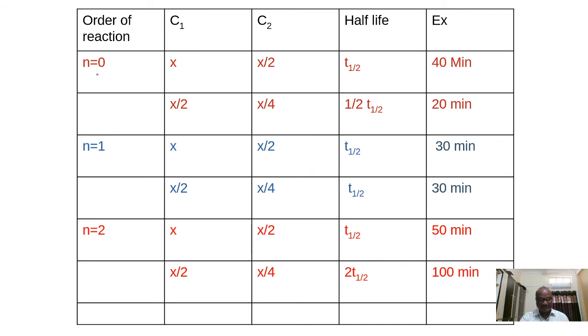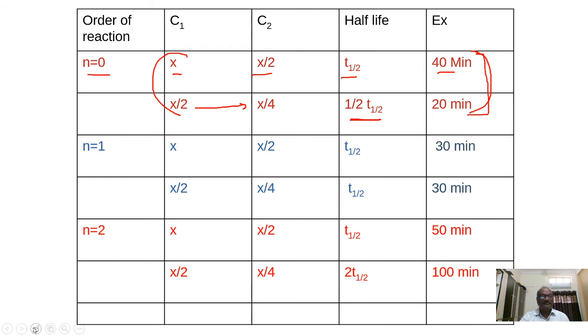Again, for a zero order reaction, the concentration becomes x by 2 in one half-life, say it is 40 minutes. Now this x by 2 again becomes x by 4 in the second half-life. Since the concentration is reduced to half, the half-life time also reduces to half. Means now the 40 minutes becomes 20 minutes. So the concentration decreases, and the half-life also decreases to half.